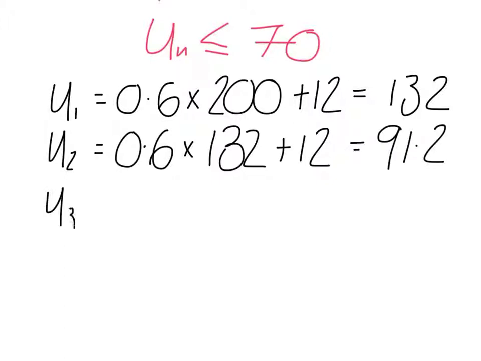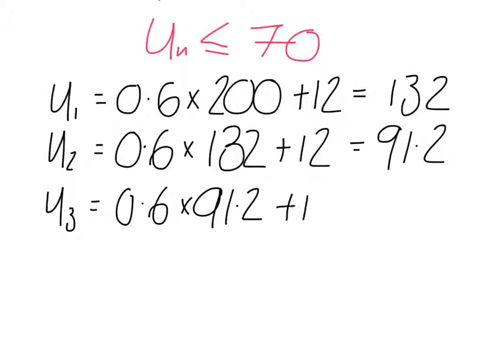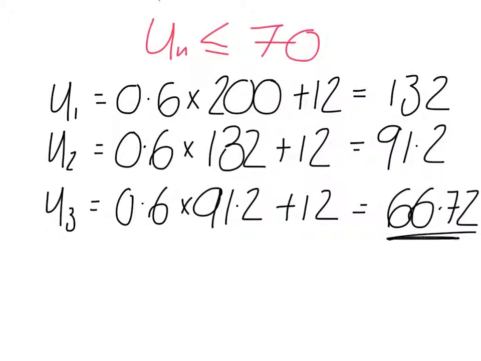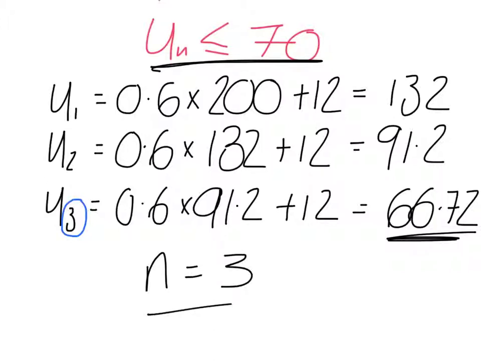So we'll continue on. u3 equals 0.6 multiplied by the previous value, 91.2, plus 12, which equals 66.72. So what we notice now is that our value, 66.72, is now less than 70, which is what was asked of us in the question. That means our value for n, the one that we're looking for, is 3. So the answer for part B is n equals 3.